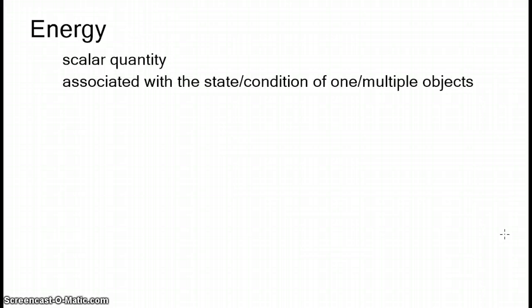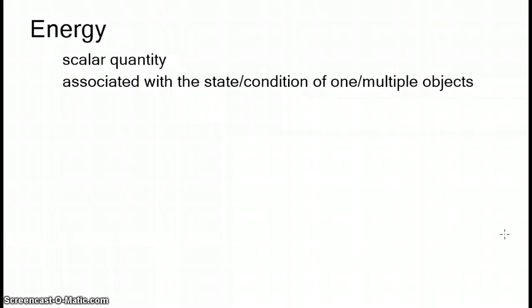Okay, now we are entering into Chapter 7. Chapter 7 is about kinetic energy and work. Before we get too far, we need to actually sit down and define energy. Energy is a very broad term. To start with, it is a scalar quantity. There is no direction associated with it.